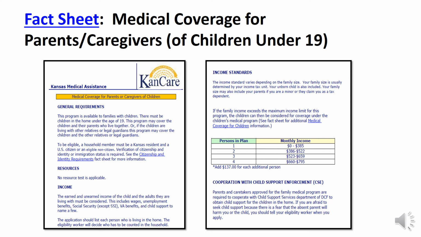The income requirements for the parents are much stricter than the ones for children. So what happens sometimes is that the parent will not be eligible, but the children will be eligible. It will tell you on the fact sheet if the family income exceeds the maximum income limit for this program, then the children can still be considered for coverage under the children's programs. And we've seen that happen because the income has to be much lower for the parent or caregiver to also get coverage. Another important thing to note here is that parents and caretakers approved for this program are required to cooperate with Child Support Services, Department of DCF, to obtain child support for the children in the home.